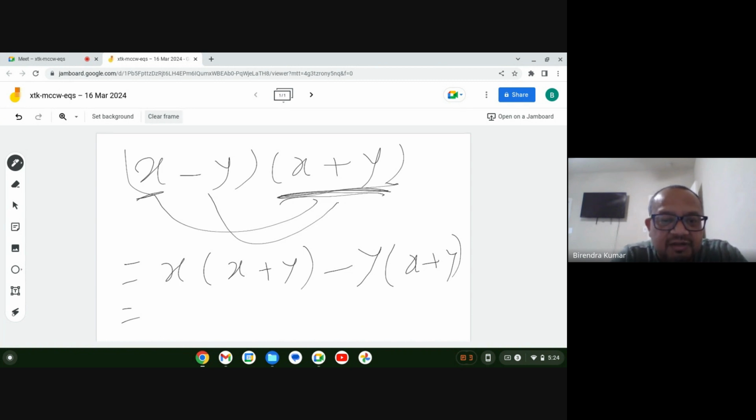We know how to break the brackets. So this multiplied by this. x into x is x squared. x into y, we have a plus sign, so I'll write a plus, xy. Here it's minus y into x. I can write this as xy or yx, both ways is okay. I have a minus sign, so I have put a minus here.